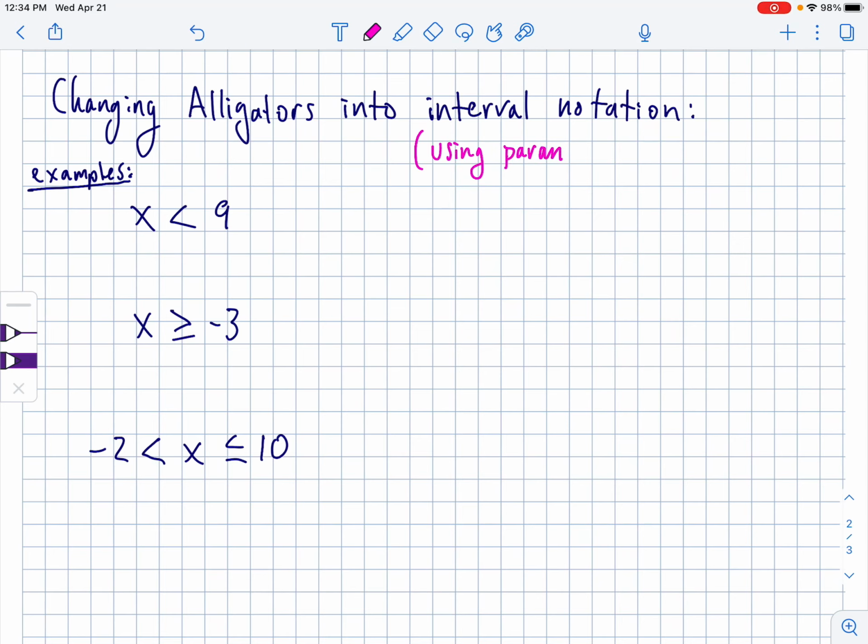Parentheses and brackets. Nope, spell parentheses right, Jolly. Come on. There we go.